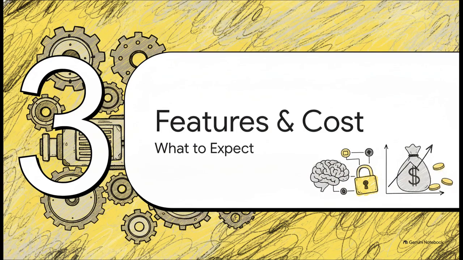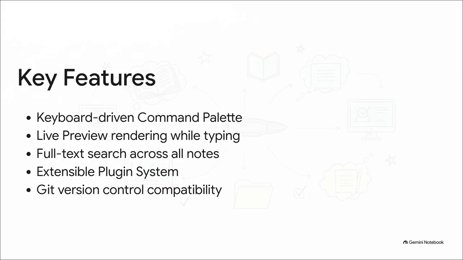Section 3. Features and cost breakdown. Let's shift gears and look under the hood. We know it keeps our data safe, but what is it actually like to use? Well, Silverbullet really packs a punch. It features live preview rendering right as you type, lightning-fast full-text search to rediscover those old thoughts, a highly extensible plugin system, and seamless Git compatibility for version control.